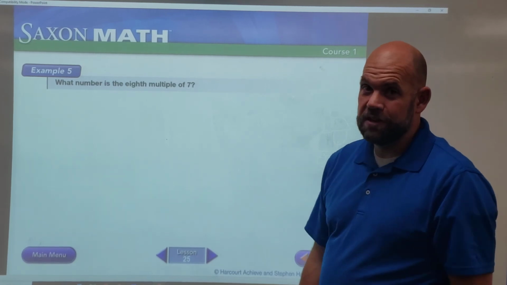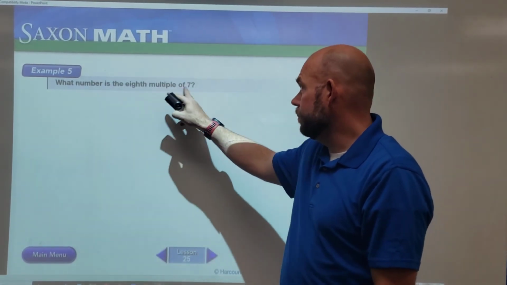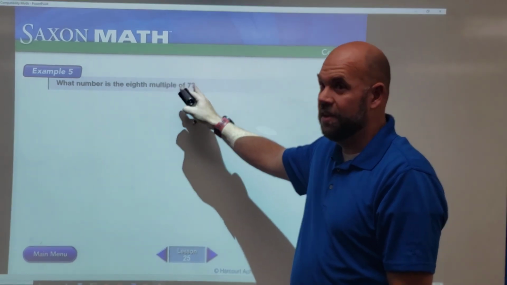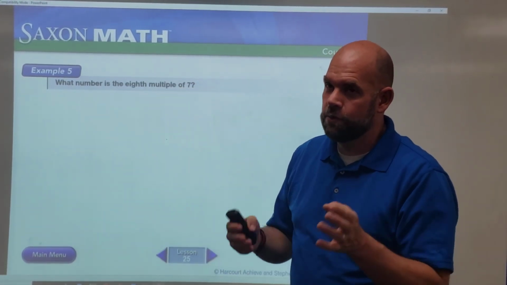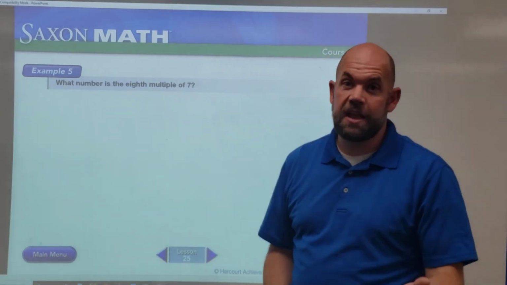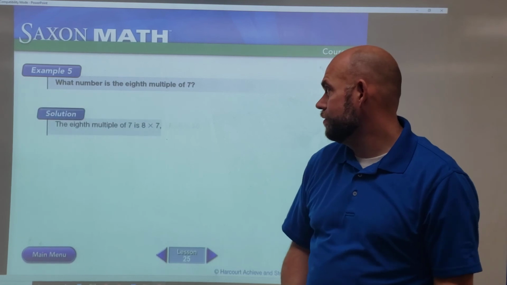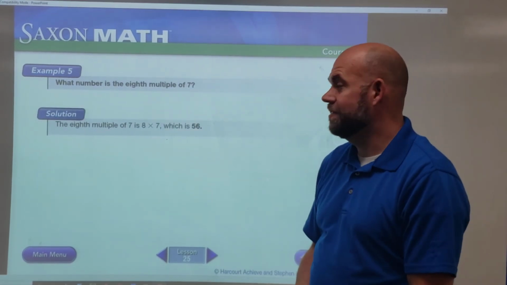The other thing is we can just treat this like a multiplication problem. So for the 8th multiple of 7, we could count it up, 7, 14, 21, 28, or we just do 7 times 8, because the 8th multiple would be 56. So it's a lot easier just to do 7 times 8, which is 56.